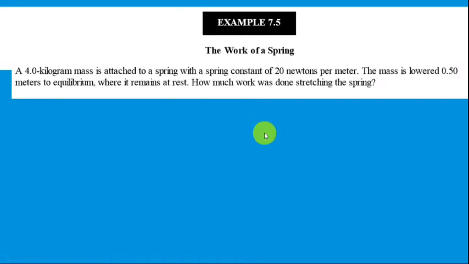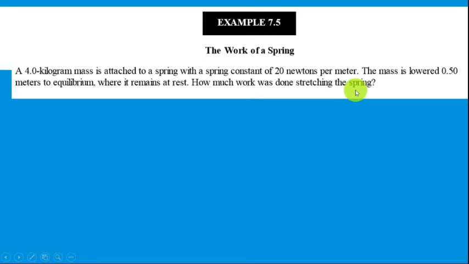Let's see this example together to see how to solve the questions about work of spring. A 4 kilogram mass is attached to a spring with a spring constant of 20 newtons per meter, k is 20, mass is 4. The mass is lowered 0.5 meters to equilibrium, where it remains at rest. Equilibrium, we know that it means at rest. How much work was done stretching the spring?